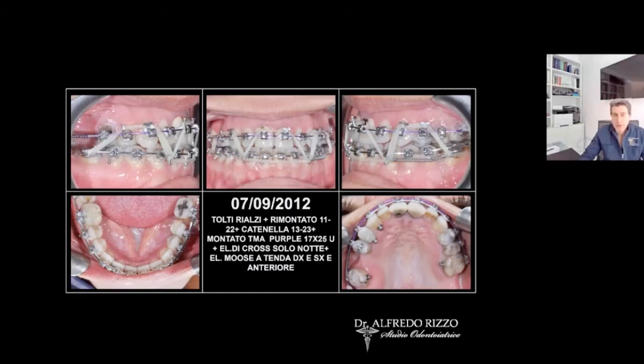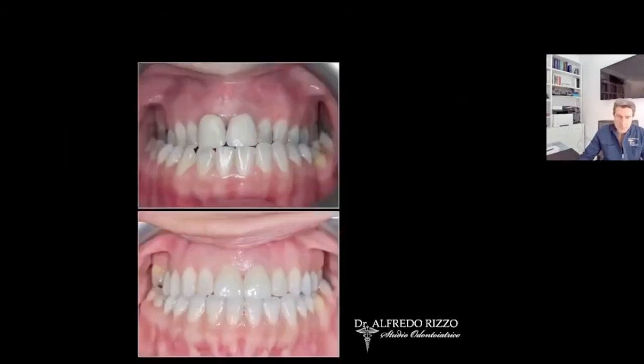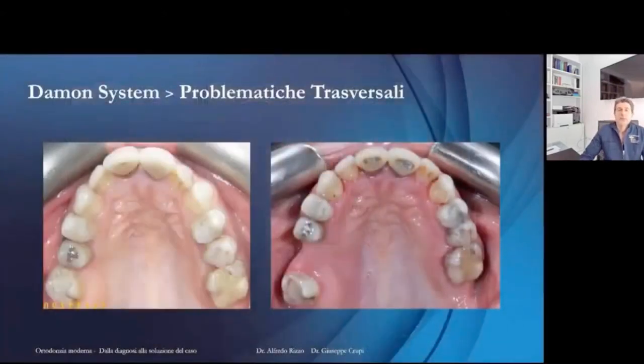These trapezium elastics allow the improvement of the occlusal contacts, and this is the final outcome with a complete correction of the crossbite in the lateral areas and in the anterior area as well. We have corrected the posterior and anterior crossbite in class 3. At the end of the treatment, we have refabricated the crowns.